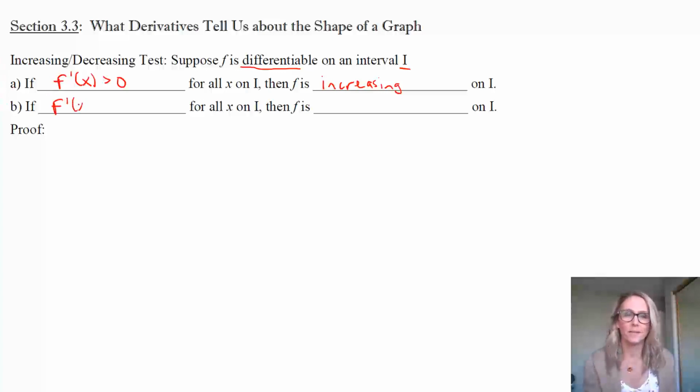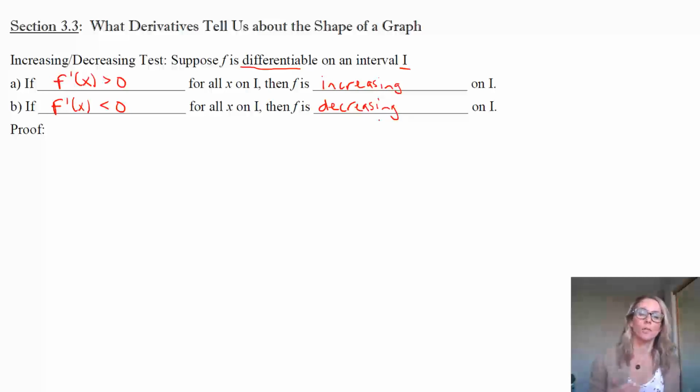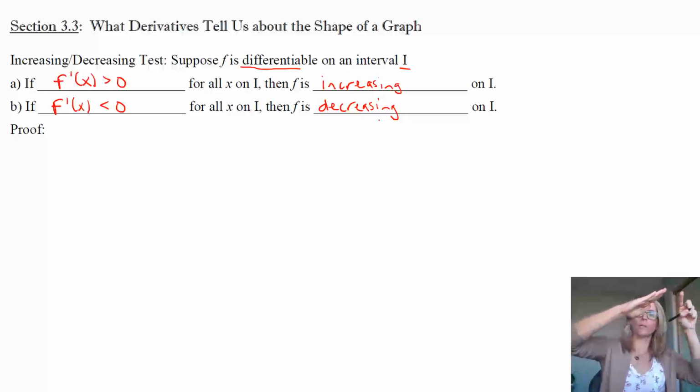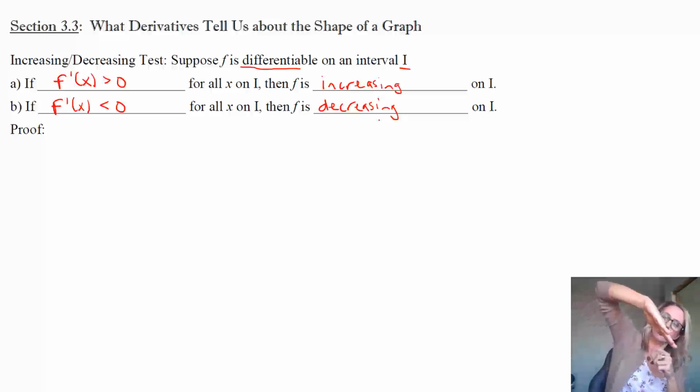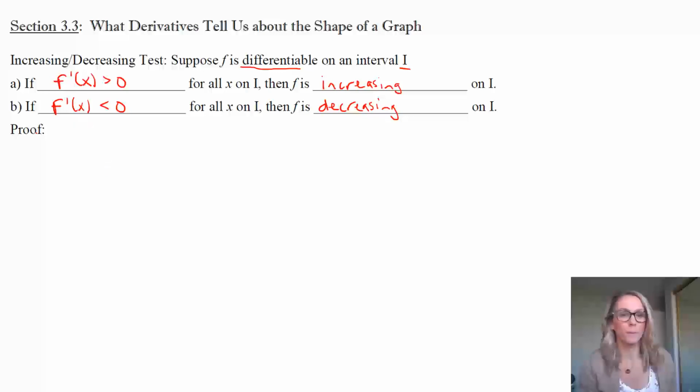If the derivative is less than 0 for all x on the interval, then f is decreasing on I. And of course, this has to do with the fact that if the derivative is positive, then you have tangent lines that have positive slope. And if you have a bunch of tangents with a positive slope, that's still going to be creating an increasing function. However, if your tangent lines have a negative slope at every point, you can see that your function is going to be heading down. So the function would be decreasing.